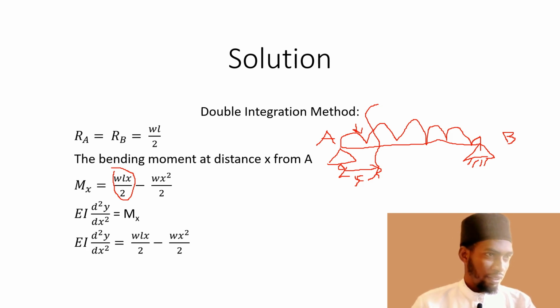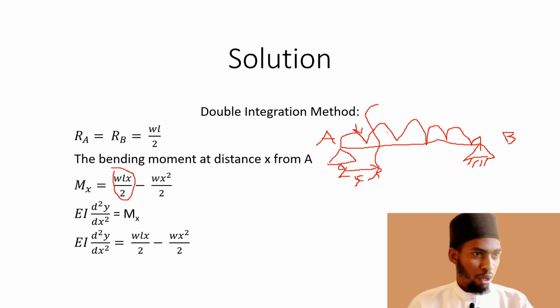So what is the distance? The distance is X. So converting it to equivalent point load, we are going to have what? WX. And the distance from here to X, where we are taking our moment, is half of X, right? So we have WX times X over 2, which gives us WX square over 2. So the moment equation is going to be Mx is equal to WLX over 2 minus WX square over 2.